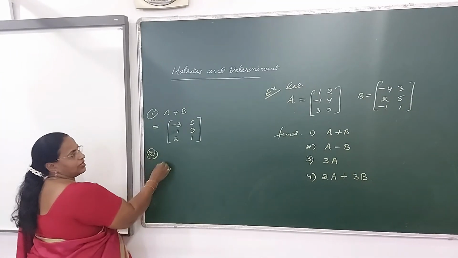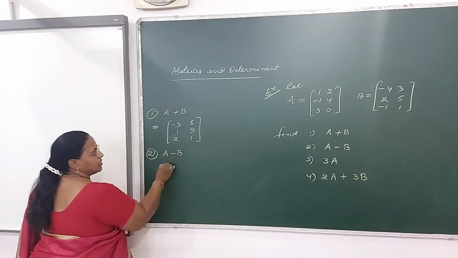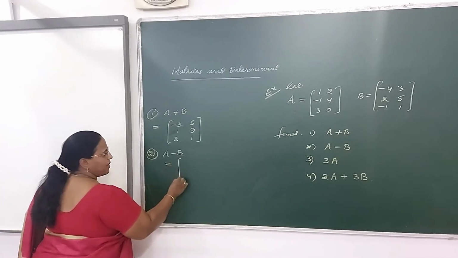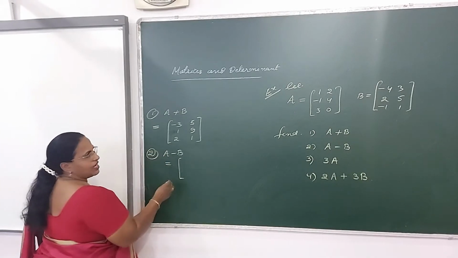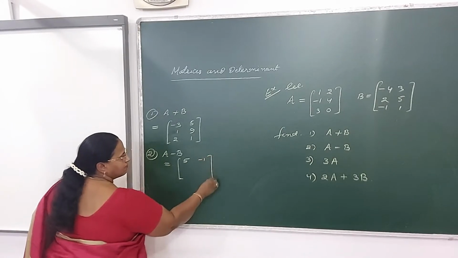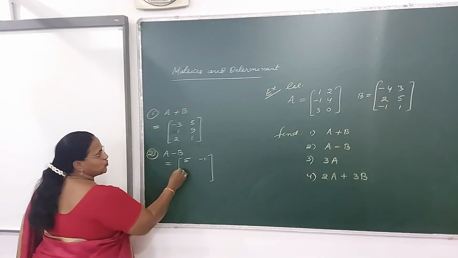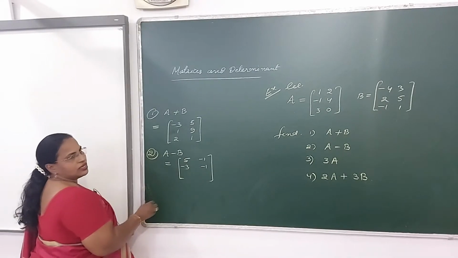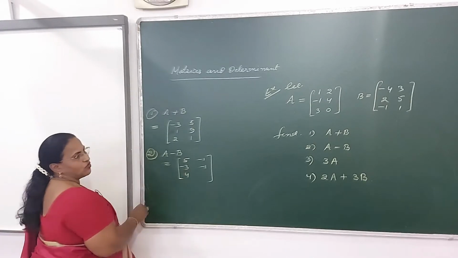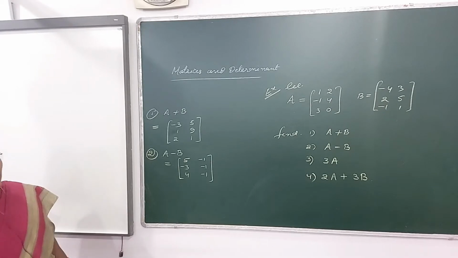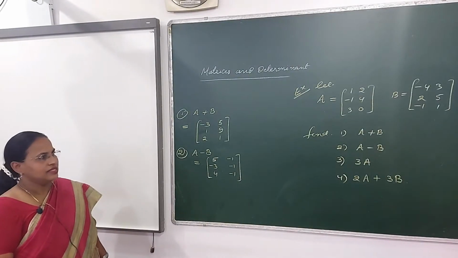Likewise, the second one, A minus B. So you have to subtract. So let us subtract. 1 minus of minus 4 is plus 5. 2 minus 3 is minus 1. Minus 1 minus 2 is minus 3. 4 minus 5 is minus 1. 3 minus of minus 1 is plus 4. 0 minus 1, it's minus 1. I hope students you are understanding this.